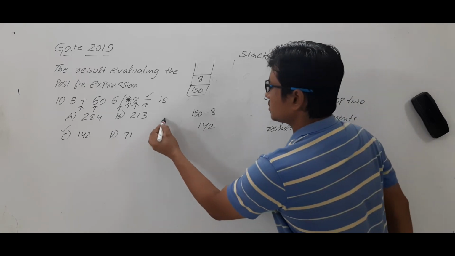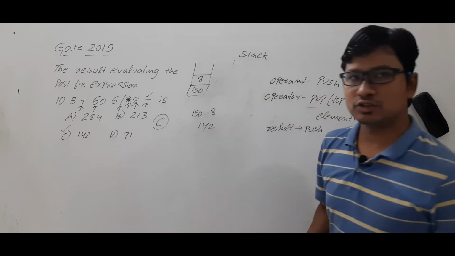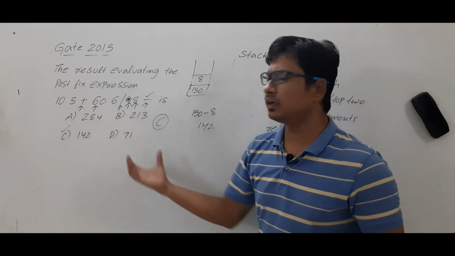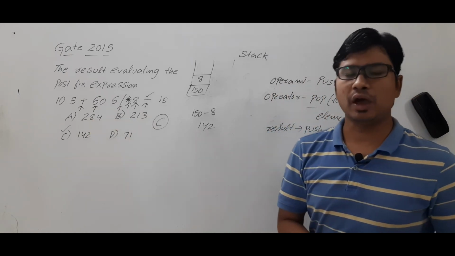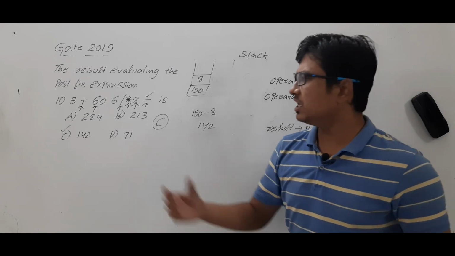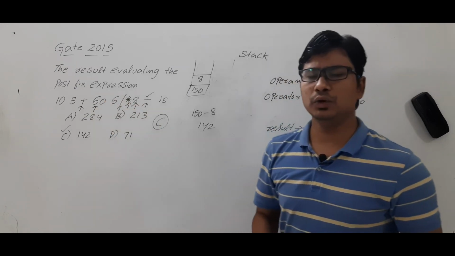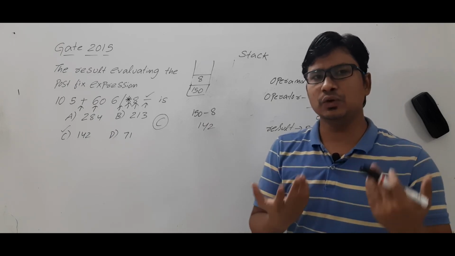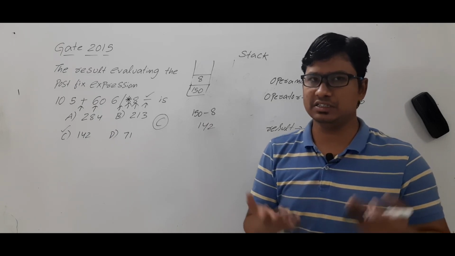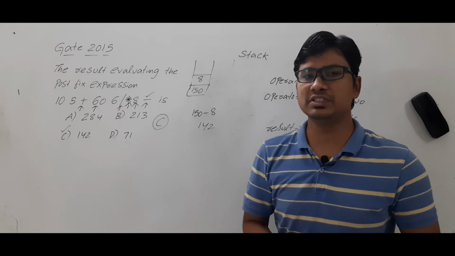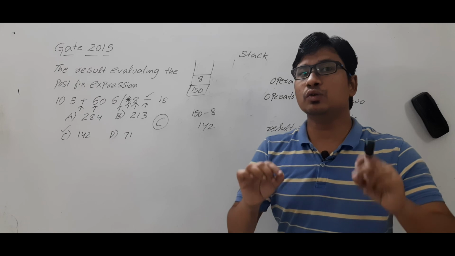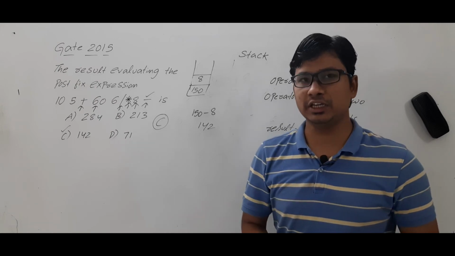So for this question, the right answer is option C. I hope you have understood. If the expression is very big, you can use the stack to avoid confusion. If the expression is very simple, you can directly do it the way I did in the first method, so that you can do it in very little time. Because in the GATE exam or any competitive exam, solving the question is not the only important thing; solving the question in less time is very important.